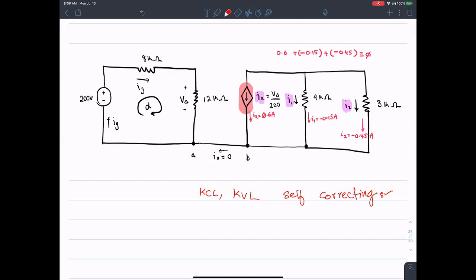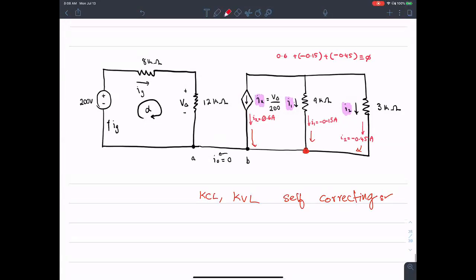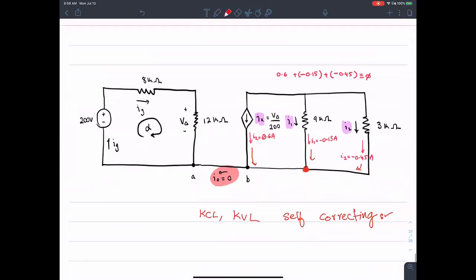The current is going down south, IX. I1 also appears to be going south. I2 appears to be going south. Well, if all of these currents are coming in to join, like all the cars are coming in to meet at this particular node, well, they have to have some path to leave, right? Obviously, they're not leaving in this path because the current in this path is zero, okay?